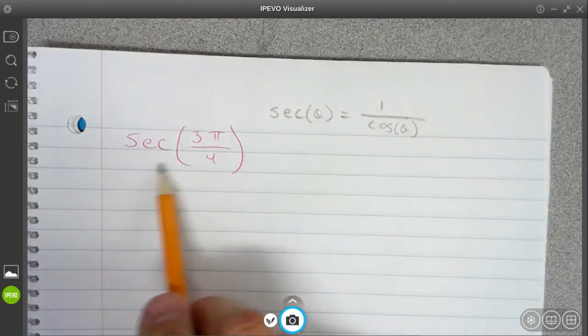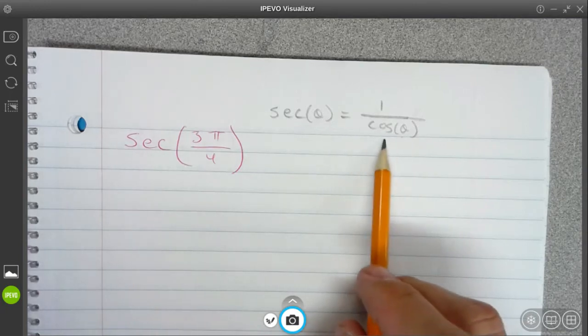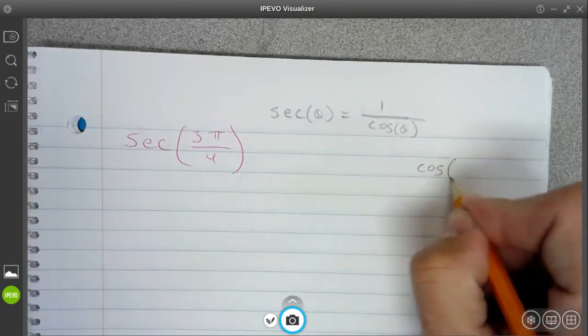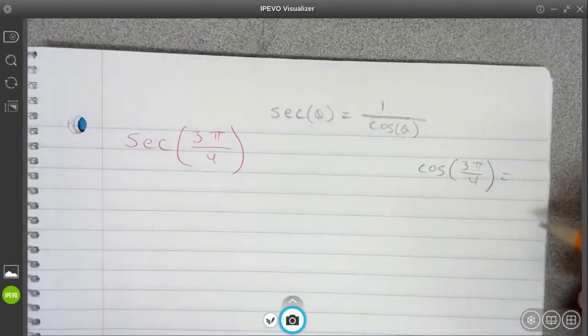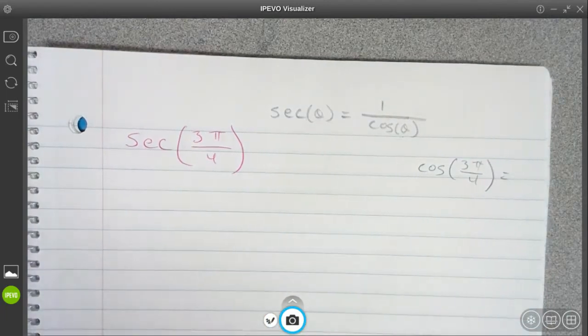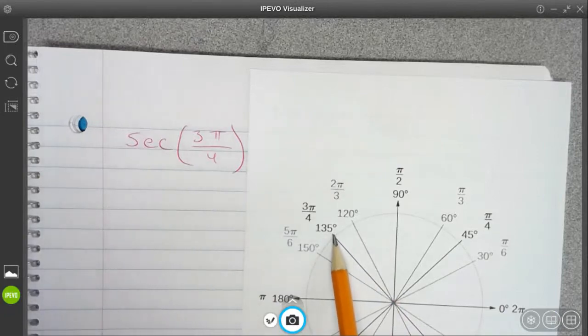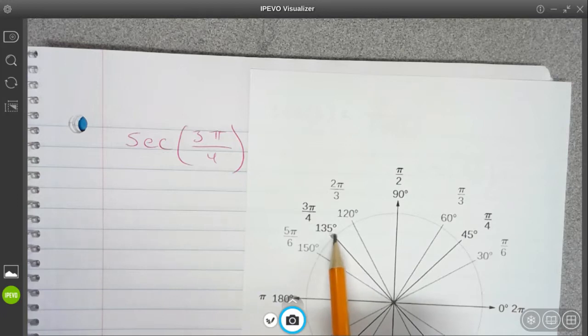All right, well, secant is just the reciprocal of cosine. So the way that we're going to do this is we're just going to answer the question for cosine. So I'm going to answer cosine of 3 pi over 4. And then I'm just going to flip that answer. The reciprocal of that answer is going to be secant. So 3 pi over 4 is in my second quadrant, and cosine is negative in the second quadrant. I remember cosine's the x values, and the x values are negative over there.